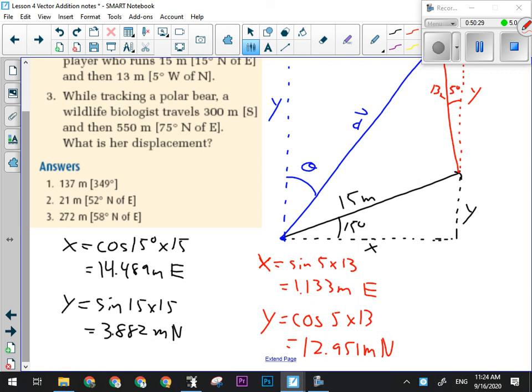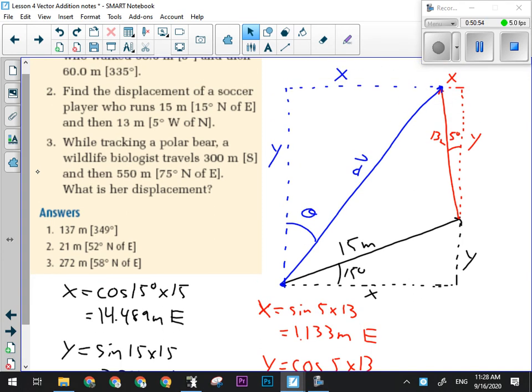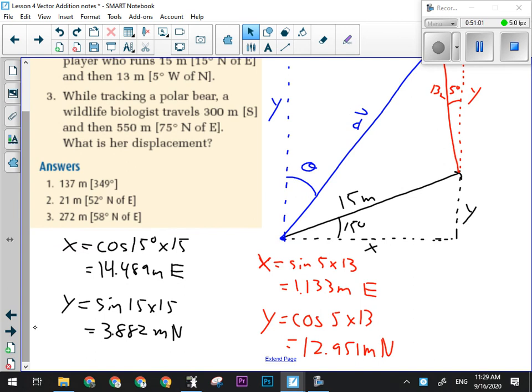I'll give you a few more minutes to get the rest of it done. Now that you have all the x's and all the y's, you have to solve for the total displacement, blue d here, with its angle, blue theta. To do that, you're going to need blue x and blue y. Our last couple of steps involve finding blue x and blue y. In order to find those, I've got to add my x's together and my y's together.